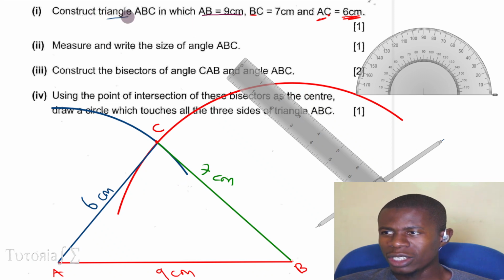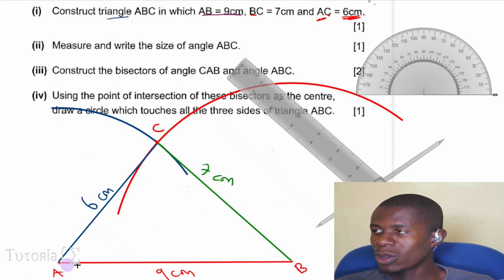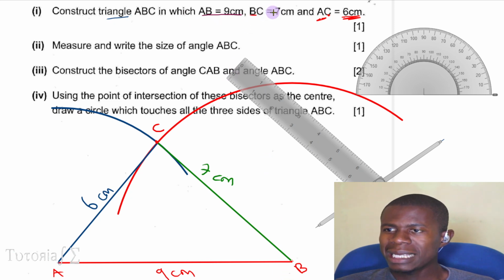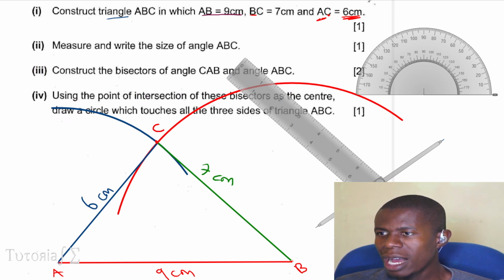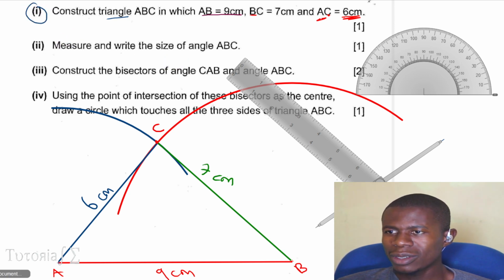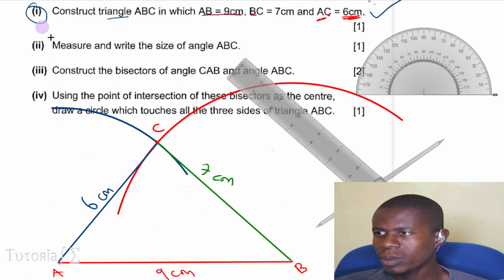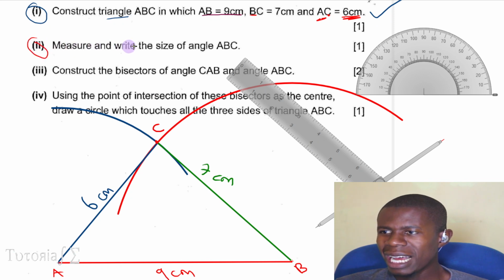So we are taught to construct a triangle in which AB is 9 centimeters. BC is what? 7 centimeters. AC is 6 centimeters, which is that. And we put our labelings there. So we're done with the first question. So this first one, we can tick that. Now we go to the second one. The second one says measure and write the size of angle ABC.